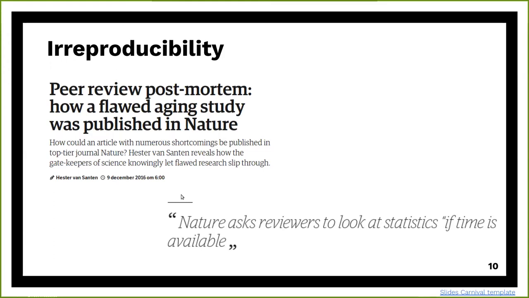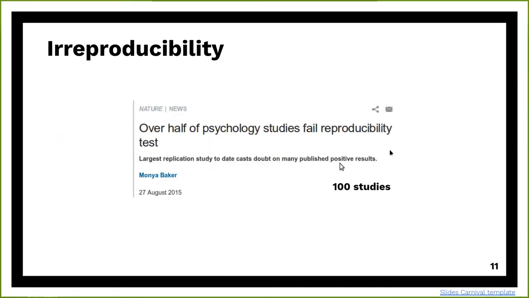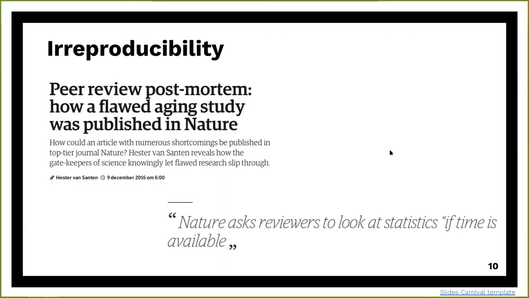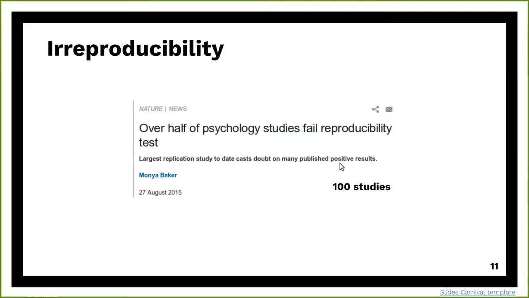But basically, what you're seeing here, the quote here at the bottom, is showing, if you read Nature's guideline back then about what they ask reviewers, that they ask reviewers to look at the statistics of the paper if there is time available, which is really absurd because statistics are a very important tool to know whether or not something is actually true, right? Or if it's actually statistically significant and therefore an effect of whatever you're studying. This is not only true for this one isolated case.